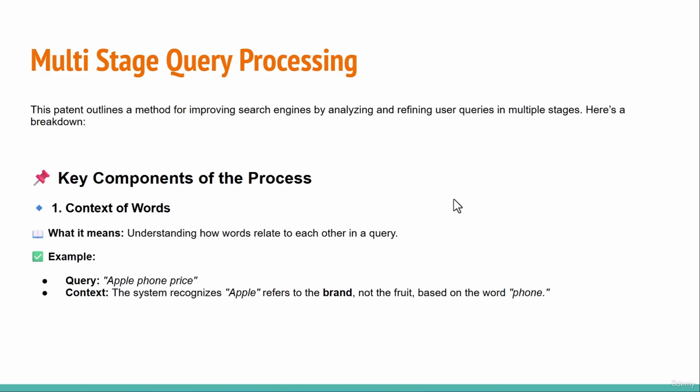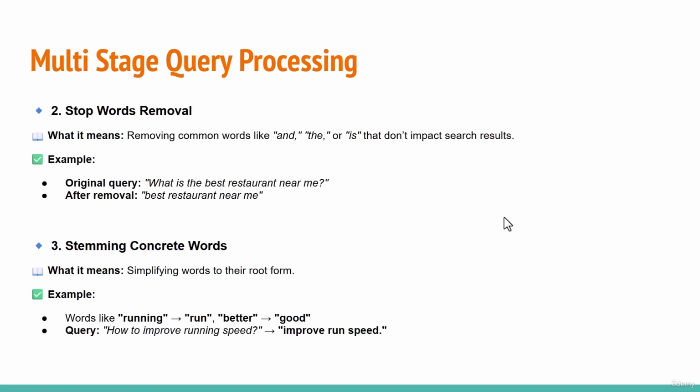For example, if someone searches Apple phone price, Google might initially interpret Apple as the fruit. However, the accompanying words phone price tell Google that the context here refers to the phone, not the fruit. So in the query, Apple phone price, because phone comes with Apple, Google understands that the context is the device, not the fruit brand.